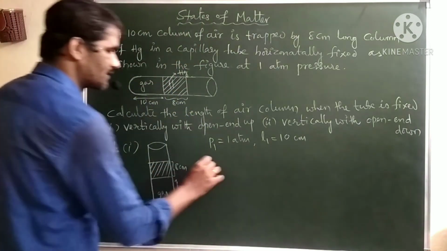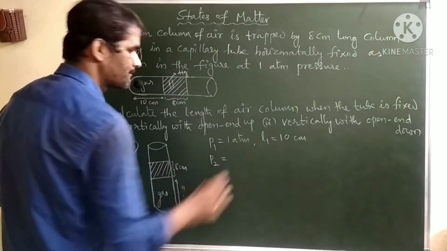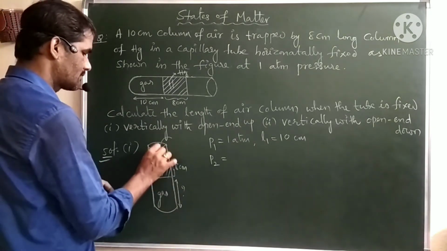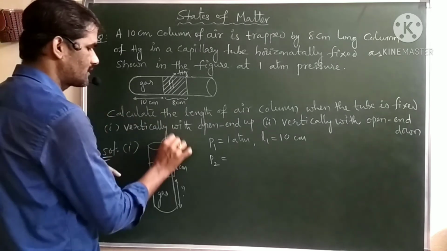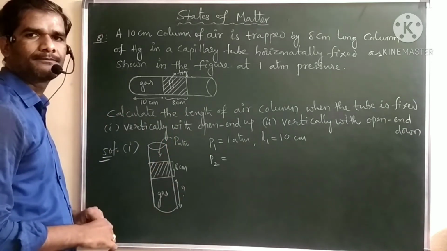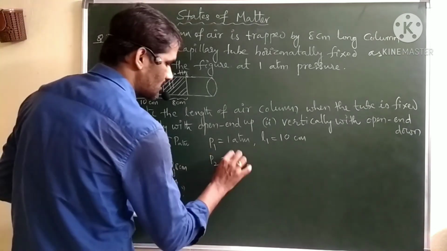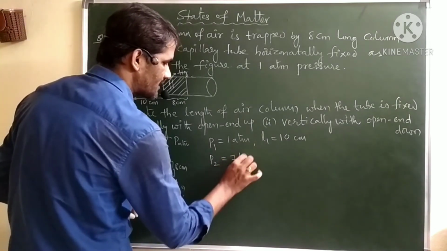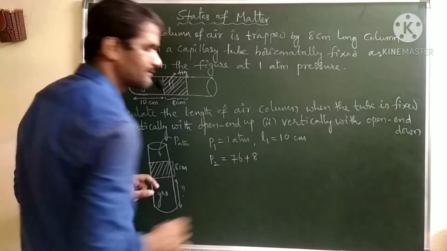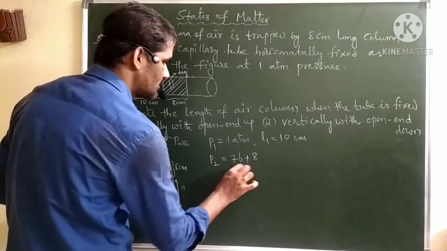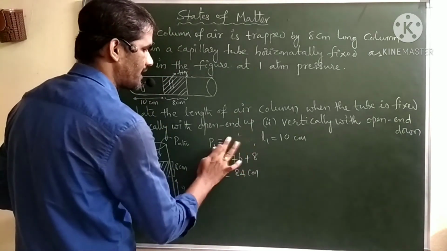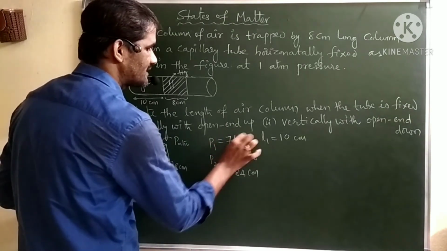Next the final pressure. What is the final pressure here? Final pressure is the pressure of the atmosphere. Here it is open to the atmosphere. The atmosphere will work, as well as the pressure of the mercury. Pressure of the atmosphere is 76, you can take in centimeters, and the mercury height is 8 centimeters. So that will give 84 centimeters. And here 1 atmosphere means you can write this as 76 centimeters.